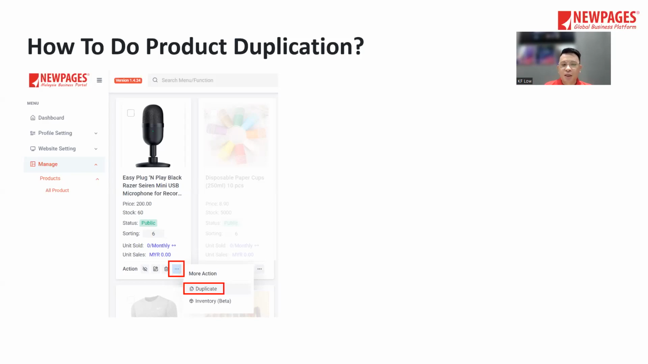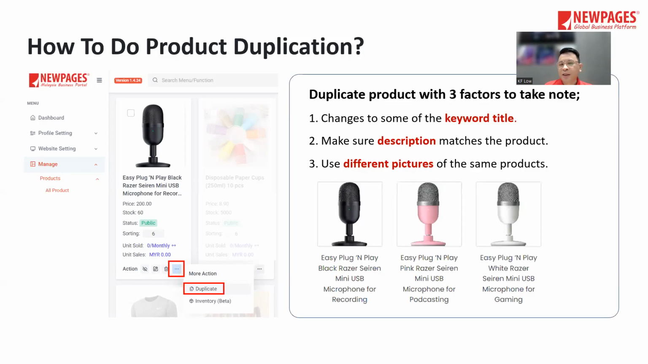Once you have done that, take note of this. This is where things get interesting, and how to make it SEO friendly. There are 3 factors to take note of. Number 1, make changes to some of the keywords in the title. The second one is make sure that your product description matches the product. And the third one, if possible, use different pictures of the same product.